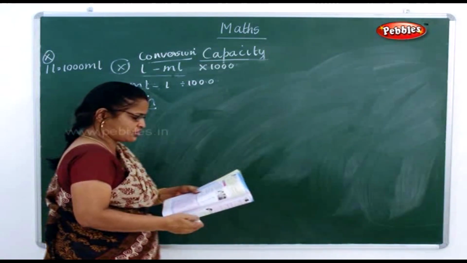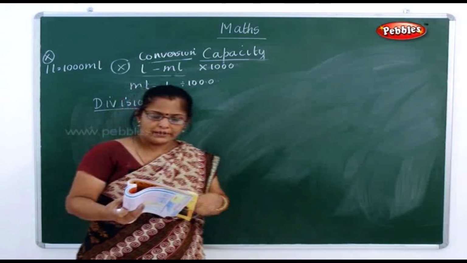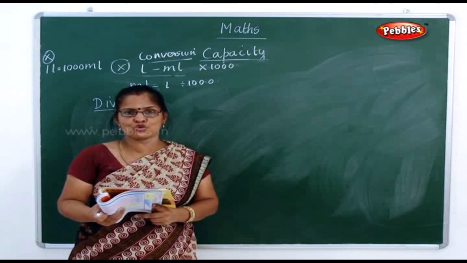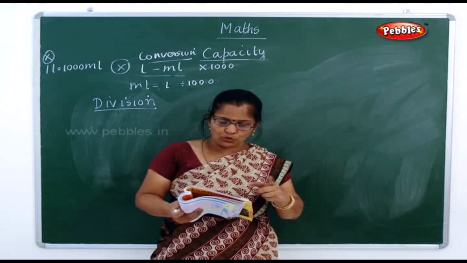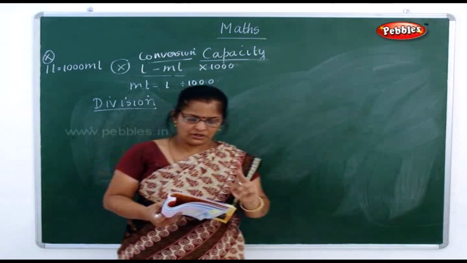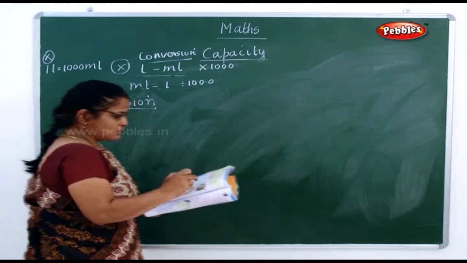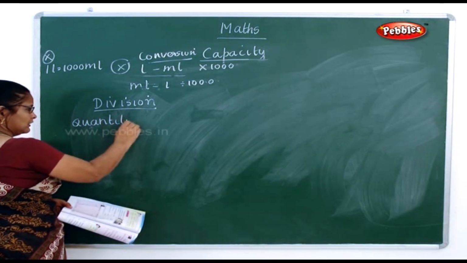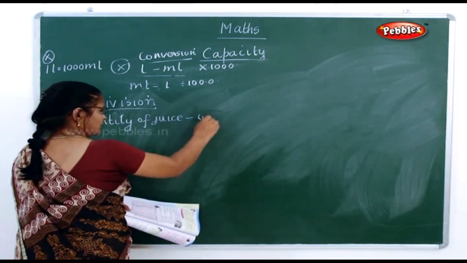Now the next one is division. See, with division there is one statement sum given in your book. See, Mrs. Lakshmi prepared 400 ml of fruit juice for her children. So how much she prepared? 400 ml. So what she did is, she shared the juice equally between the two children. How much juice did each one get? So now what is the quantity of juice she prepared? It is 400 ml. Am I right or not?